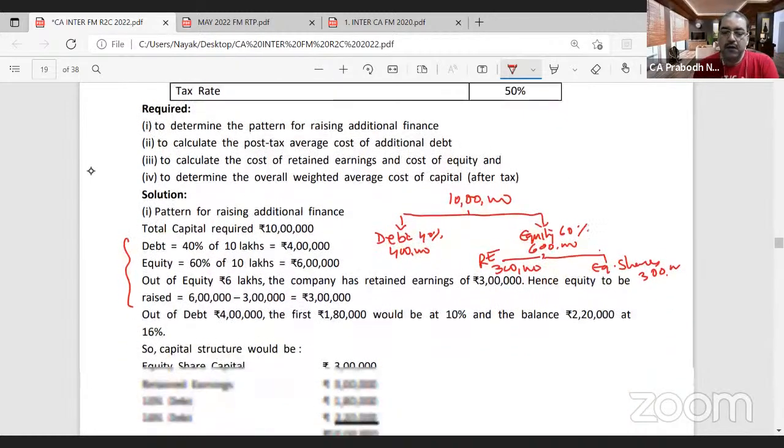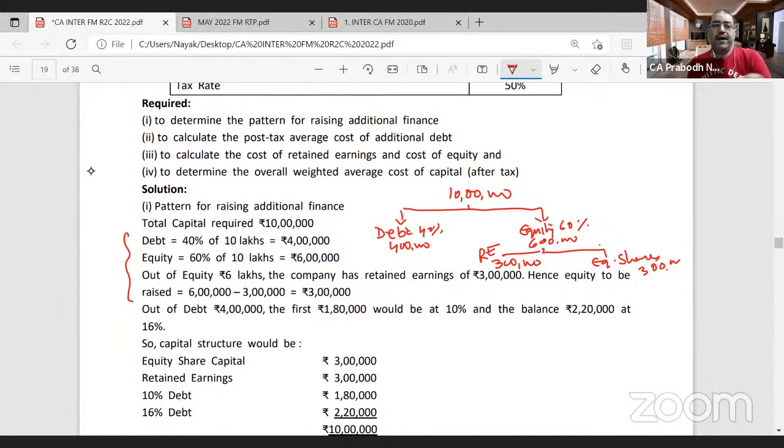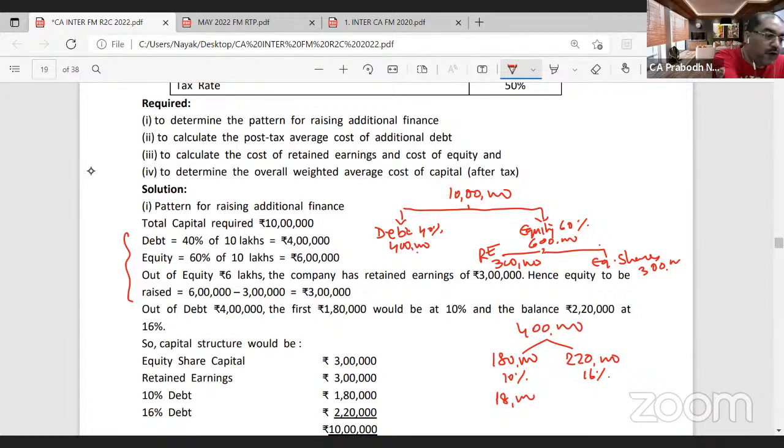No issue. Then out of debt, what we have said, the first 1,80,000, the rate of interest is going to be 10%. So again, in debt we come to the 4 lakhs. Out of that, the first 1,80,000 is going to have 10% interest. Over and above 1,80,000, the balancing figure 2,20,000, is going to carry 16% interest. So we will calculate: 10% of 1,80,000 is 18,000, and 2,20,000 into 16% will give you 35,200. Then you will take the total of this.